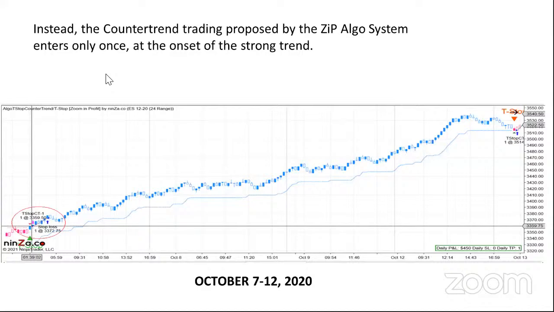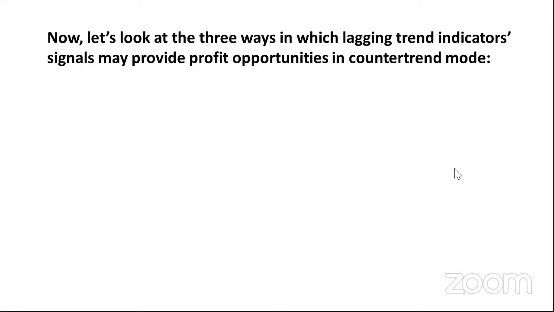So instead, the countertrend trading proposed by the Zoom-in Profit Algo System enters only once at the onset of a strong trend. The same chart we saw previously. Now we can see on the left side that the countertrend trade of the Zoom-in Profit opened only one trade at the beginning of the trend. And then it traded again only when there was a change in the trend at the very top on the right side of the chart. So the first one was a loss, and the second one was a profit. And nothing as far as counter trend traded in between.